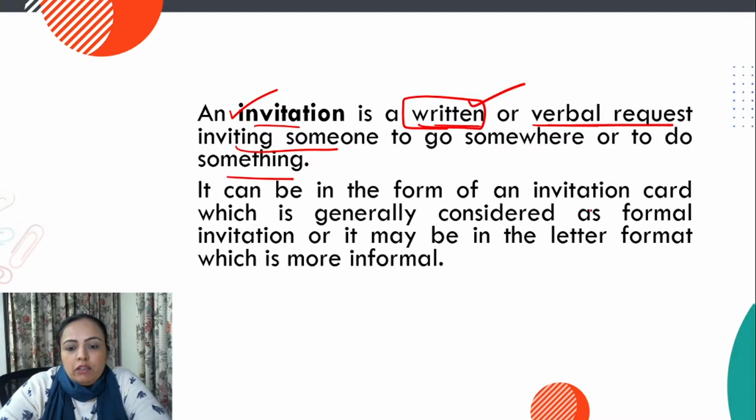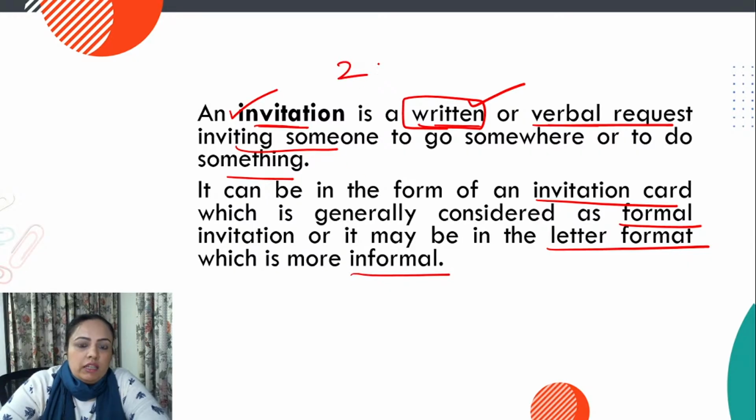Now it can be in the form of an invitation card, which is generally considered as a formal invitation, or it may be in the letter format as well, which is more informal. इससे हमें क्या पता लगता है? इनविटेशन लिखने के दो तरीके हैं. There are two ways of writing an invitation.